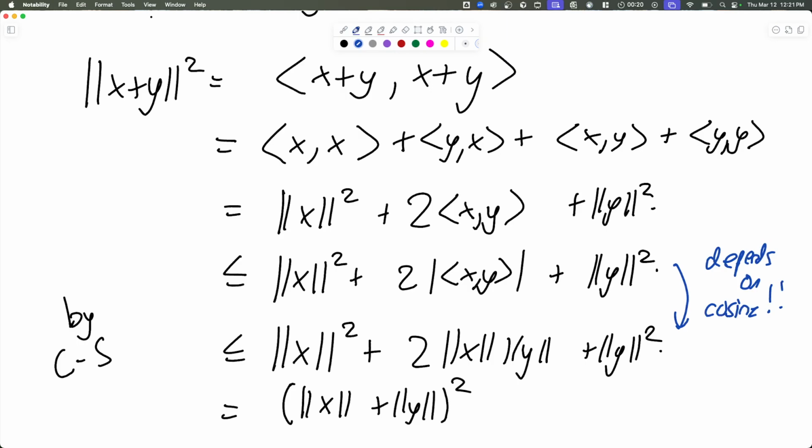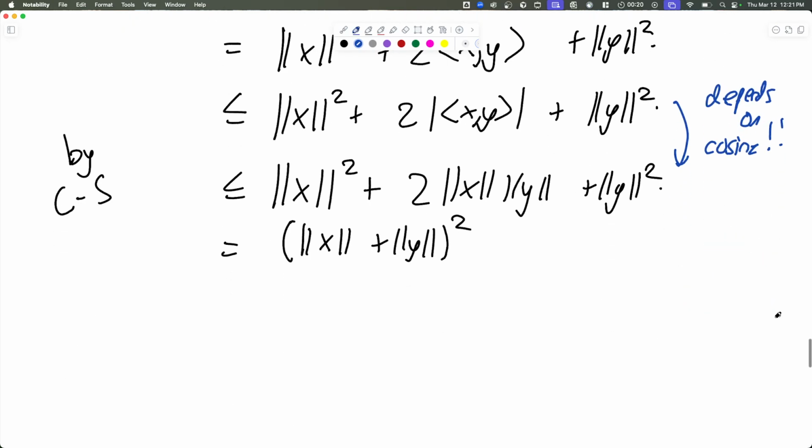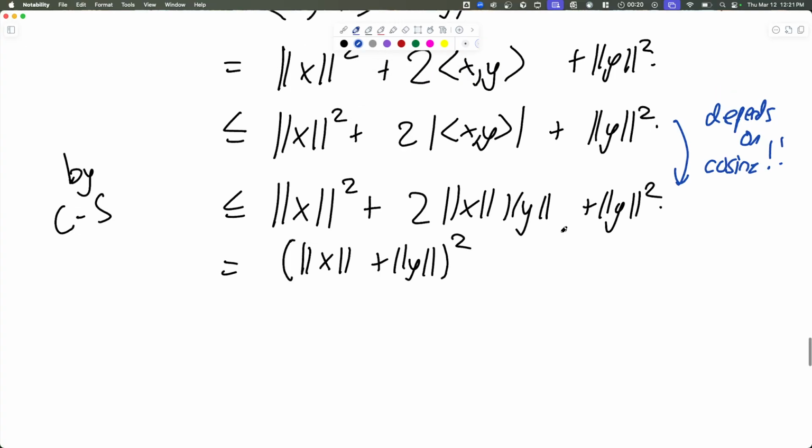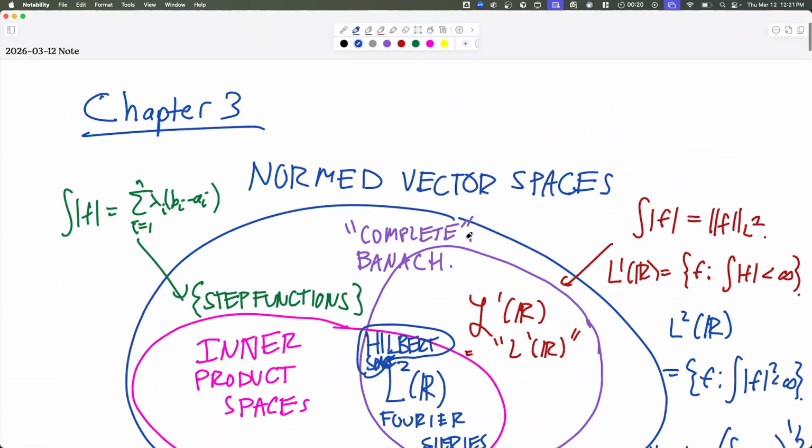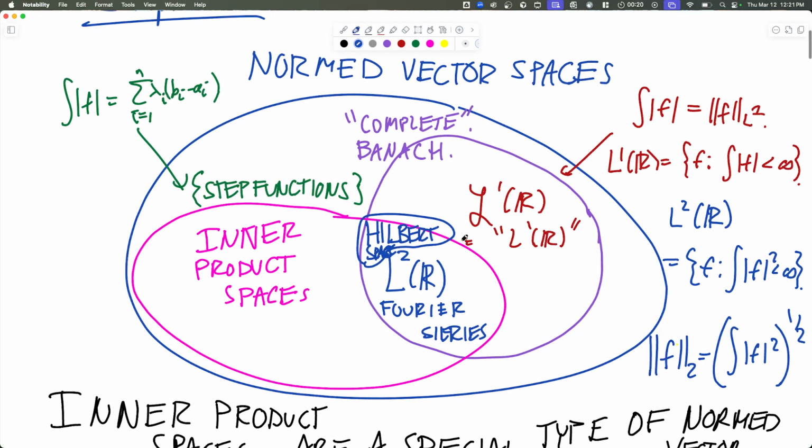And so altogether, what this proves is the thing I said right at the beginning: we have justified the fact that an inner product space is a special type of normed vector space. So we have justified this big bubble living over here, right? Anytime you have an inner product space, you define the norm, it satisfies the triangle inequality and all the other axioms, and it's definitely a normed vector space. Okay.